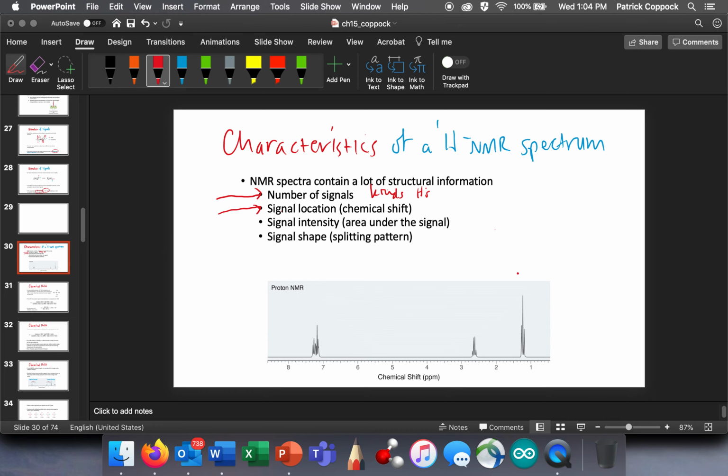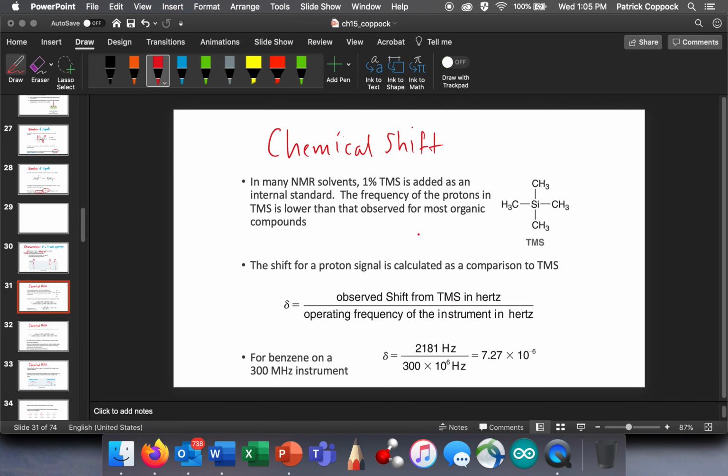So by location, I'm saying that this signal is at about 1.2. Here's a signal that looks like 2.6, and here's a signal at maybe 7.2. So we have three signals here at different locations, and they indicate the electronic environment of each of these kinds of hydrogens. Let's look at this more specifically now.